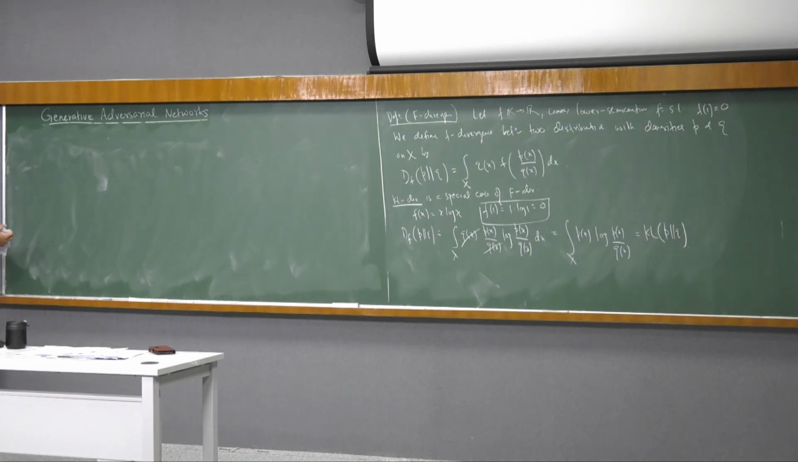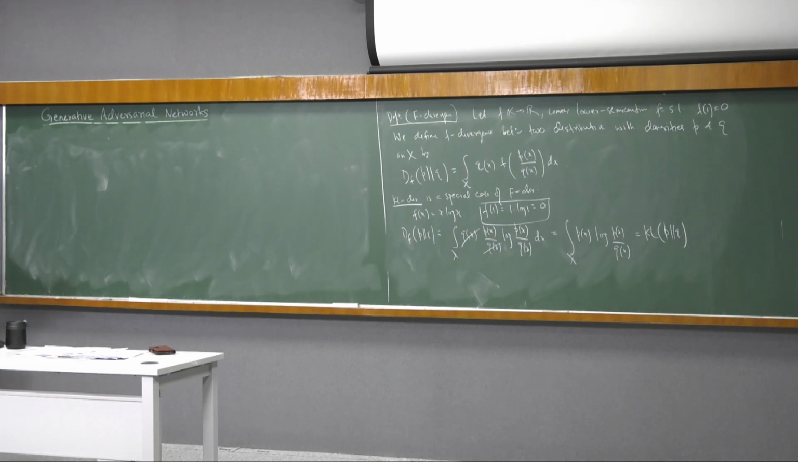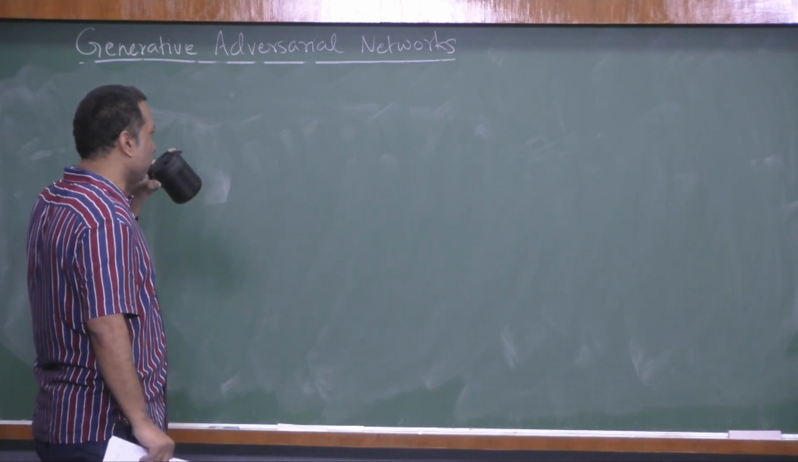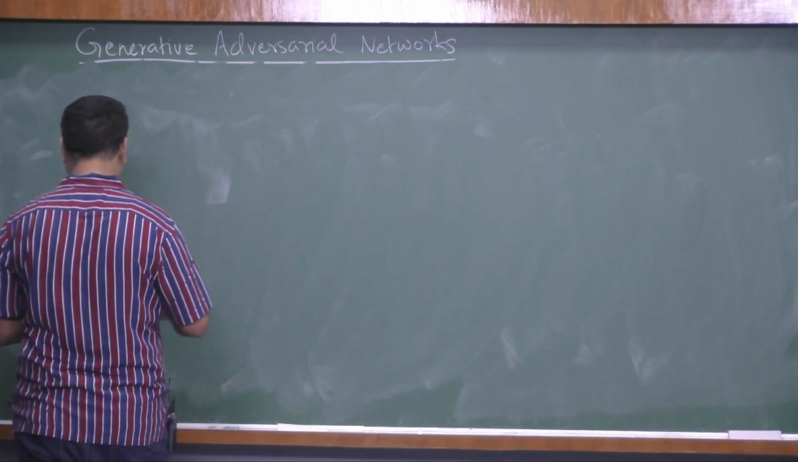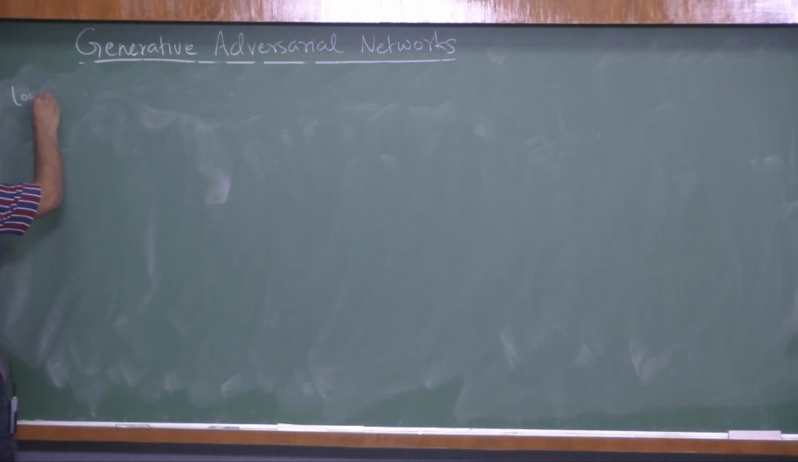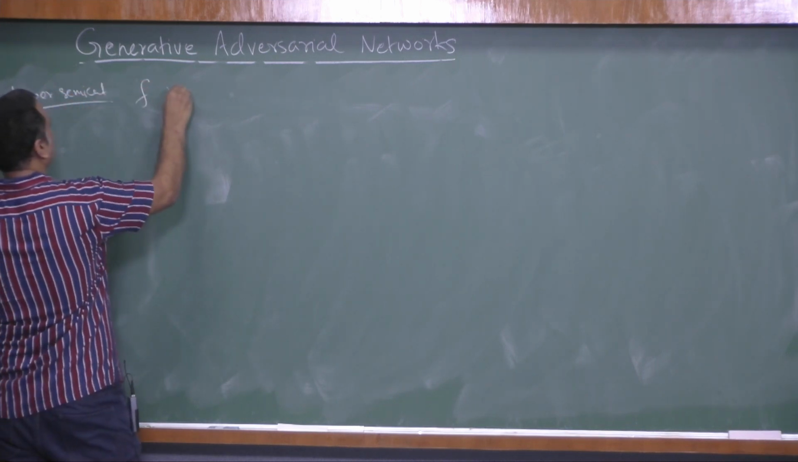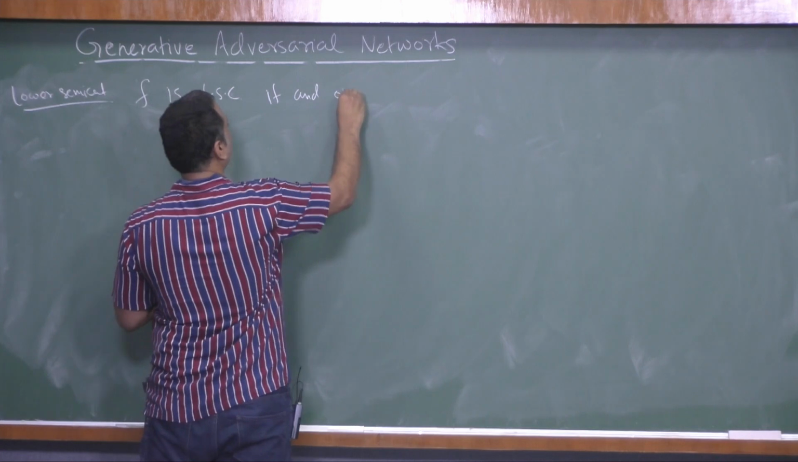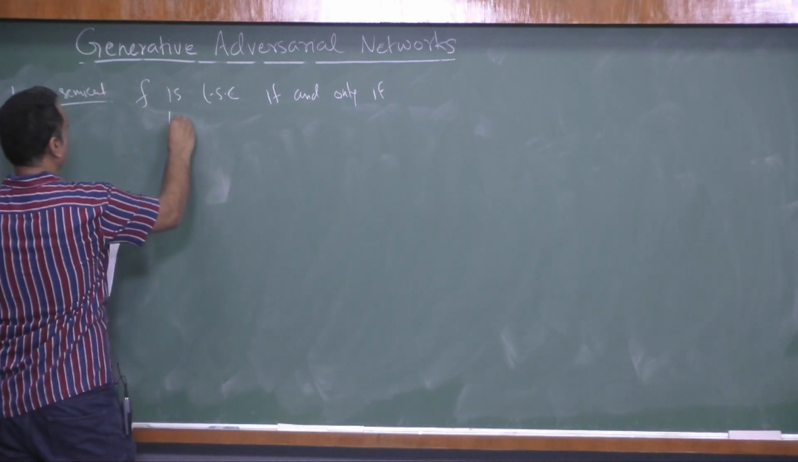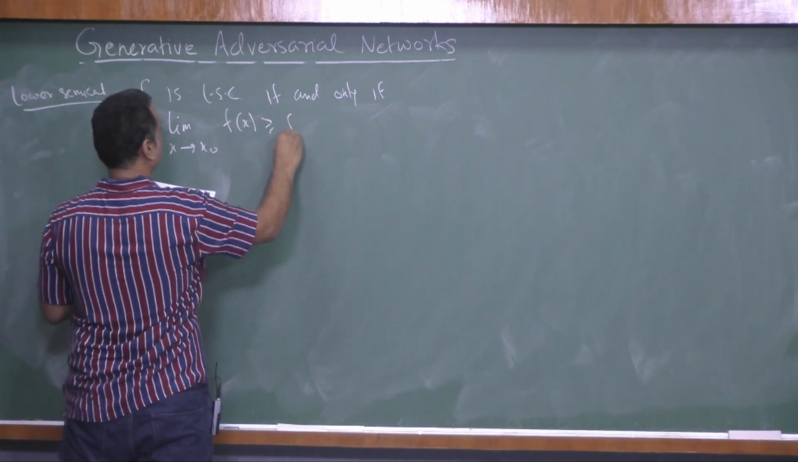Okay, so now I use the word lower semi-continuity. I will briefly describe it. These things are discussed in detail in the convex analysis course, another course that I teach. You can watch those videos on YouTube. So I won't go into detail. Lower semi-continuity, I will just define in passing. So f is sometimes called LSC, lower semi-continuous, if and only if the limit as x tends to x0 of f(x) is greater than or equal to f(x0).